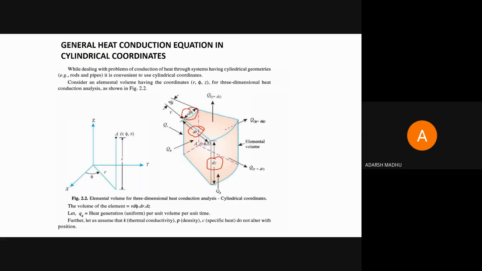Okay, we are starting with the volume. The volume of the element is r d phi dr dz. Further, let us assume that k is thermal conductivity, rho is density, and c is specific heat, as in Cartesian coordinates. There is no x-axis or y-axis, only the z-axis. There is no dz and dx, because it is not like a cuboid. It is a cylindrical shape that we cut, and we are taking a section for analysis.